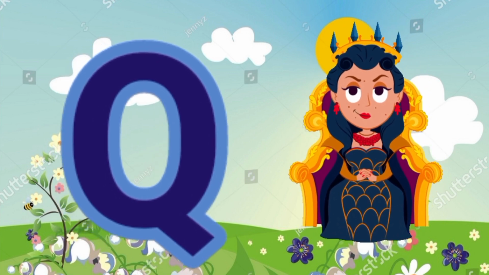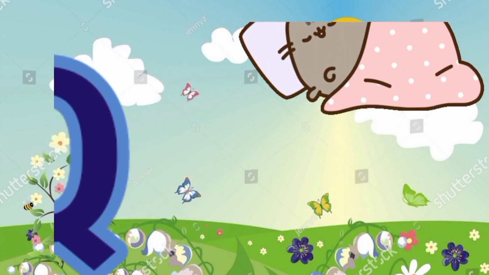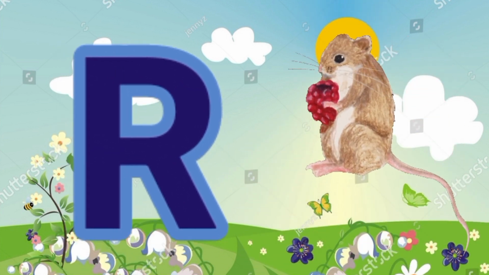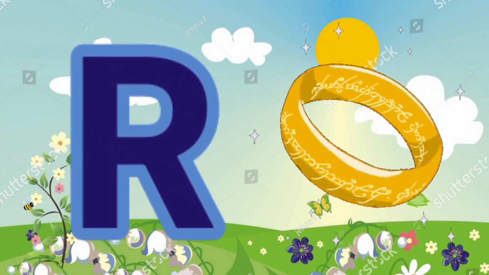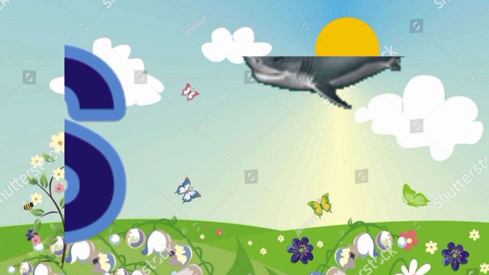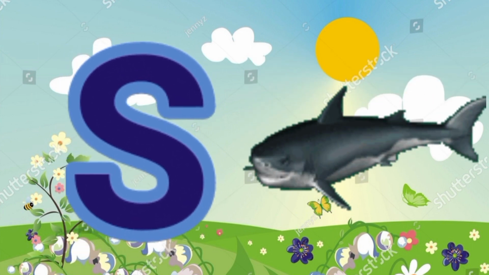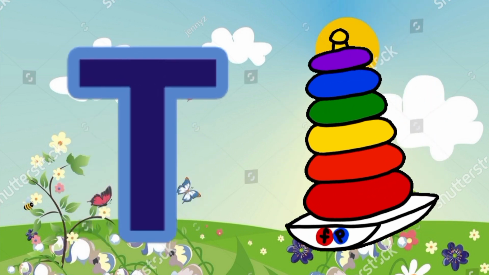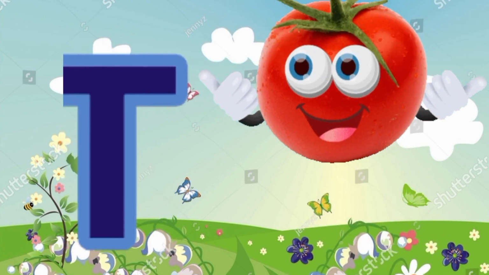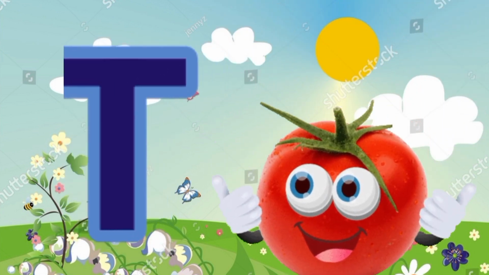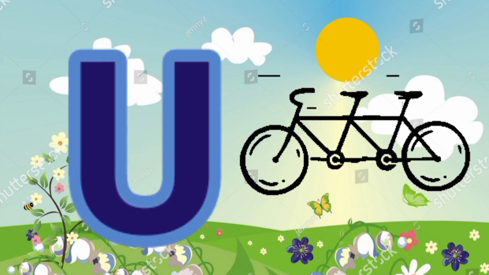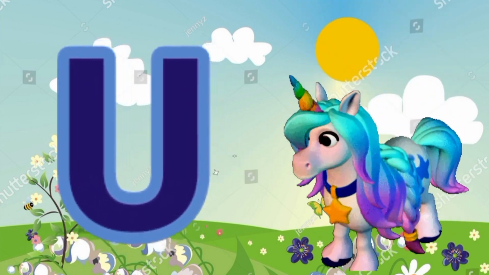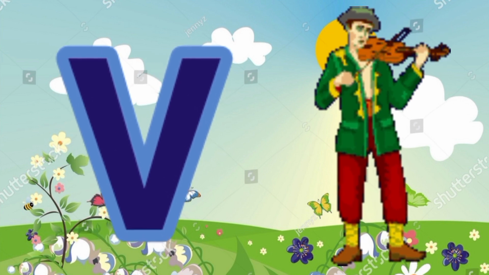Q for queen. Q for quilt. R for rat. R for ring. S for shark. S for sweets. T for toy. T for tomato. U for unicycle. U for unicorn. V for violin.